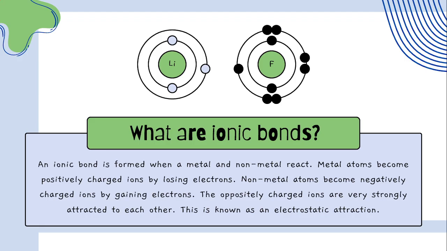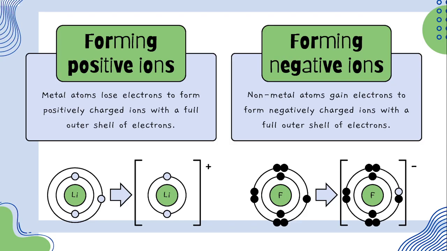The metals lose electrons to the non-metals while the non-metals gain electrons. The metals lose electrons in order to become ionized and positively charged, while the non-metals gain electrons to become negatively charged ions. So the oppositely charged ions are very strongly attracted to each other. Like we know, opposite charges attract. The force between them, or the kind of attraction between them, is known as electrostatic attraction.